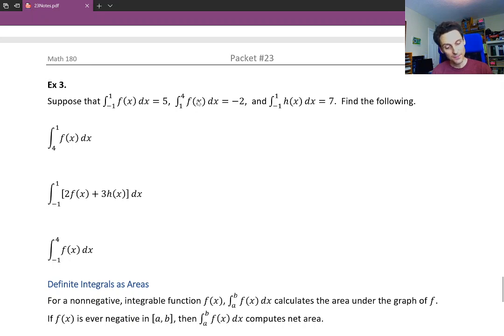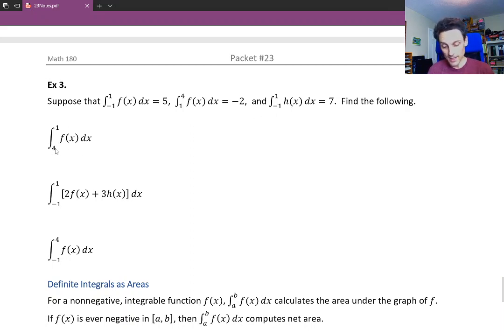So this means that on this interval from 1 to 4, the function has got to fall below the x-axis somewhere. And we don't know what the expression is for this function, or even what it looks like. But we know that the net area from 1 to 4 of f of x is going to be -2. And then lastly, the integral from -1 to 1 of h of x is equal to 7. So this is the area under the h of x function.